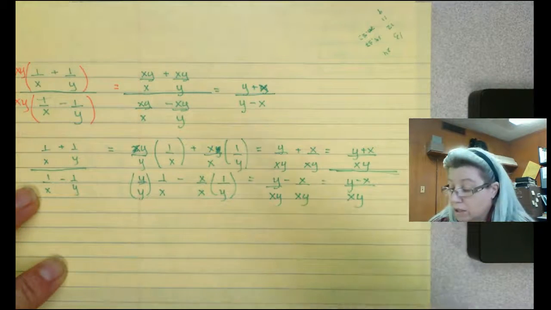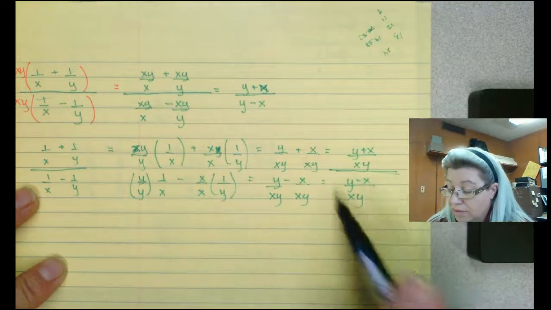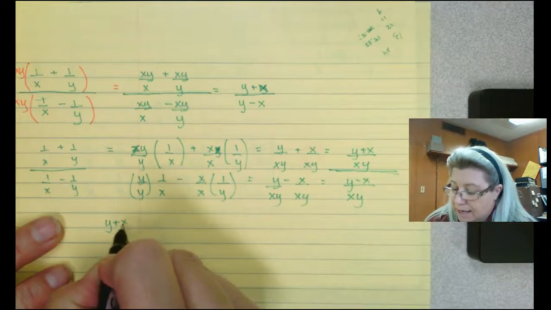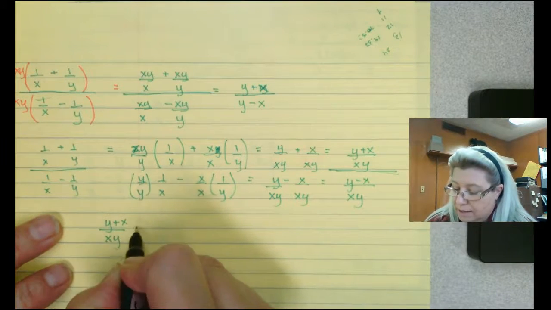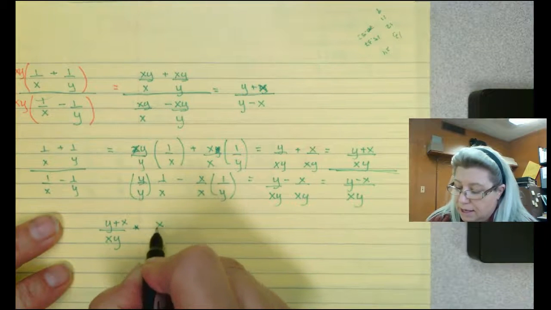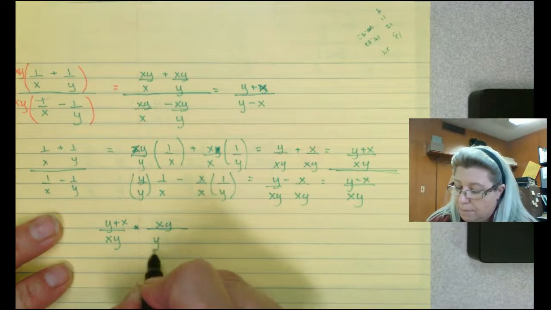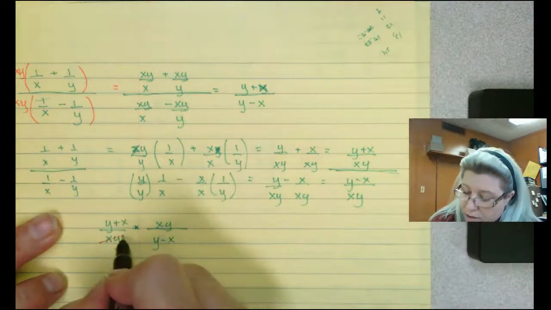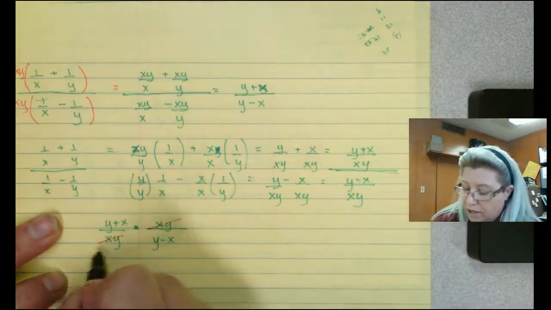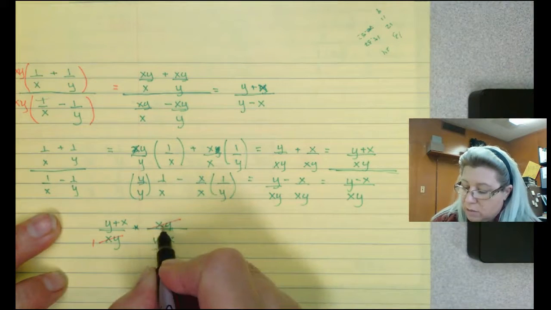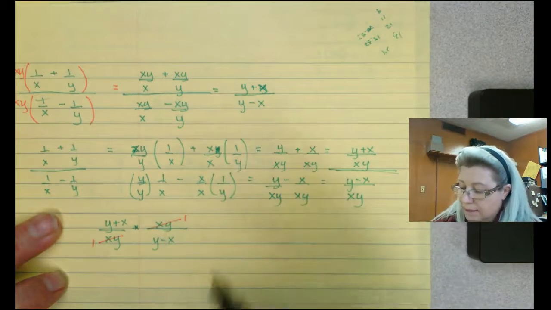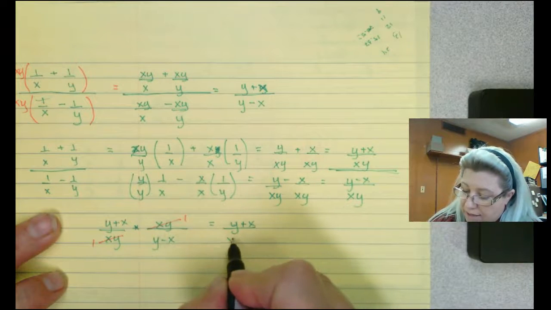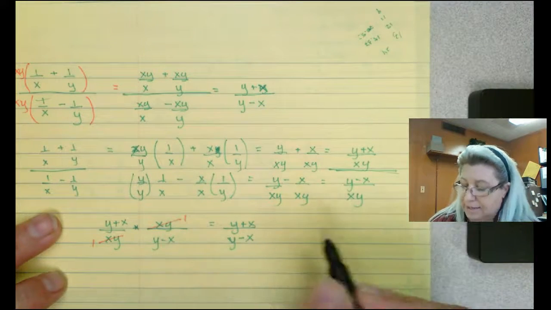Now I'm going to do the multiplication by the reciprocal of the bottom number. Y plus x over xy times xy over y minus x. The denominators: xy goes into xy once, xy goes into xy once, and I'm still left with y plus x all over y minus x.